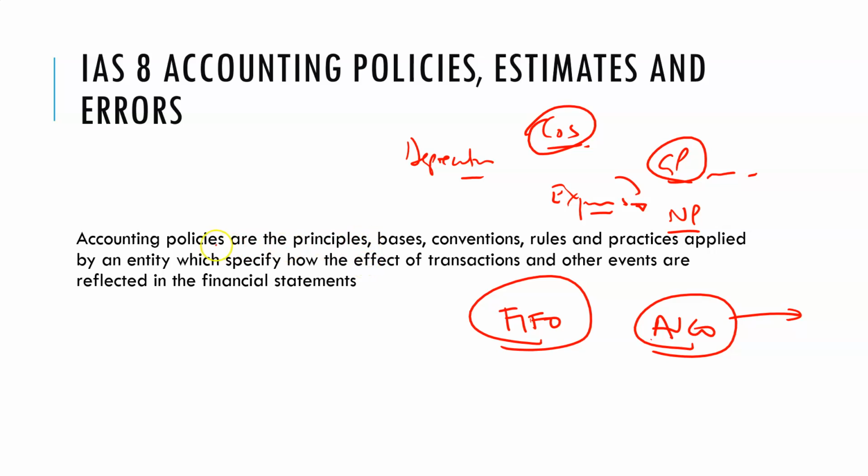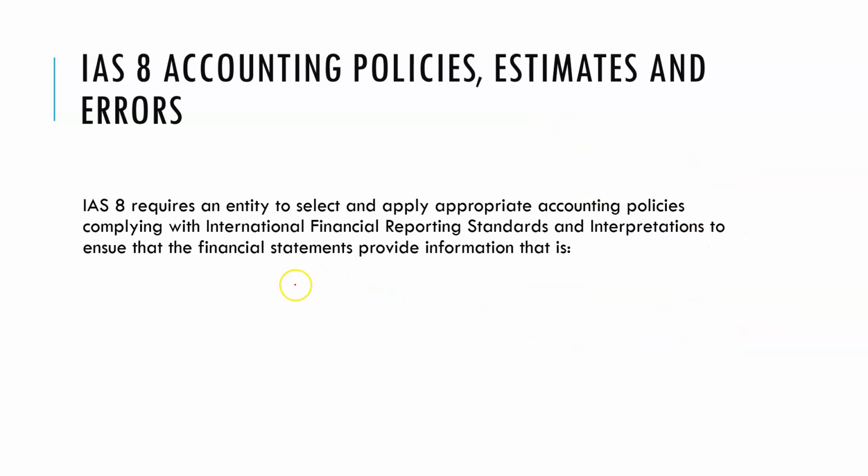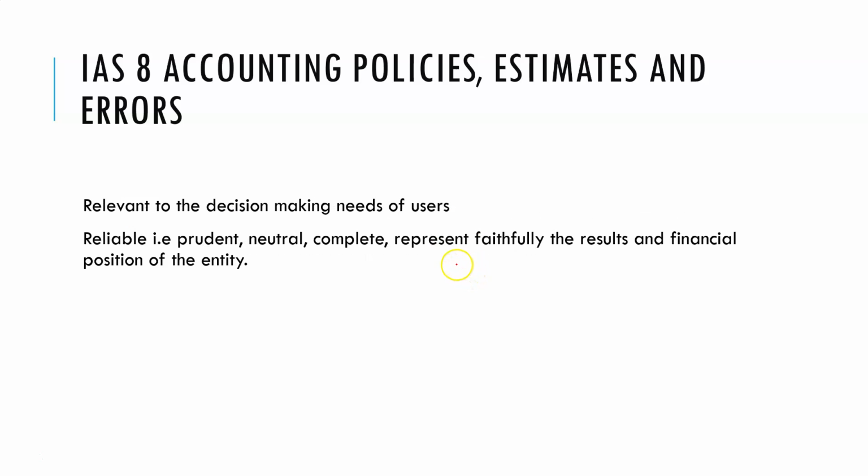So pretty much accounting policies are these principles, bases, or conventions that you have decided to work with in your financial statements. So it says IAS 8 requires an entity to select and apply appropriate accounting policies complying with the IFRS standards and interpretations to ensure that this information is, of course, relevant and reliable. So another example is, are we going to go with cost? Are we going to go with revaluation in terms of measuring our non-current assets?